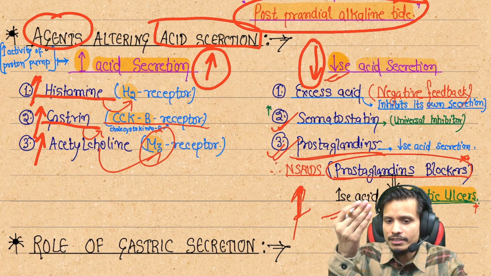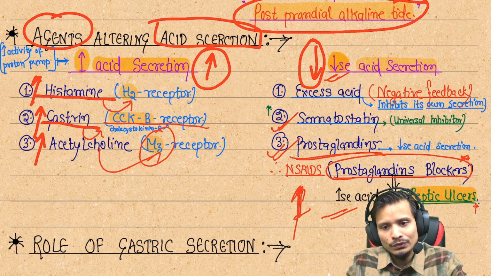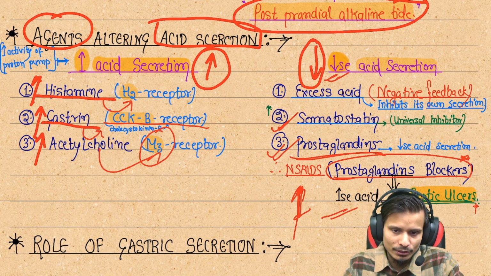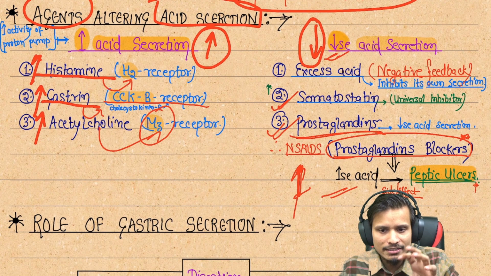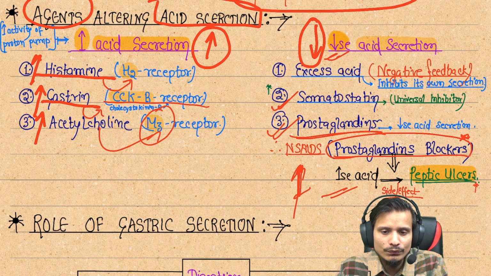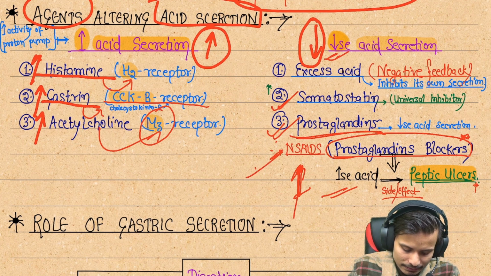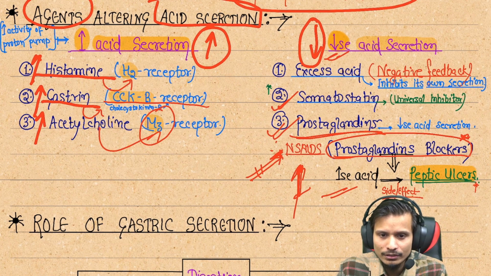Increasing the amount of acid secretion leads to the development of ulcers in our stomach, or ulcers in our duodenum of the small intestine, and this combined term is called peptic ulcer. Peptic ulcer is ulcers of the stomach and duodenum. That's why the NSAIDs are prohibited or not used during these conditions.